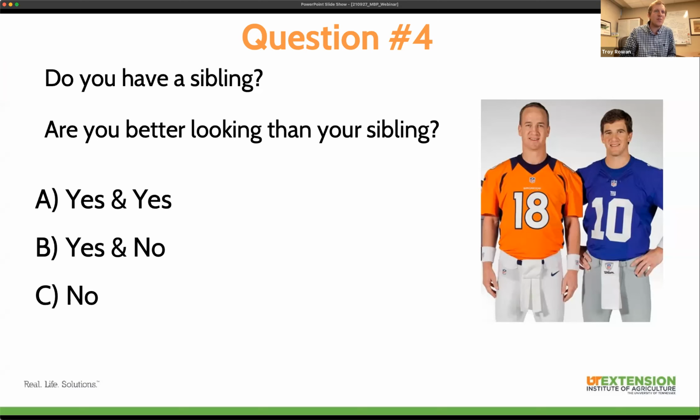Courtney, what about you? Do you have siblings? I have 3 older sisters and a little brother, and I'm gonna have to say yes, yes, yes, yes. Yes. That works. Same with me here.